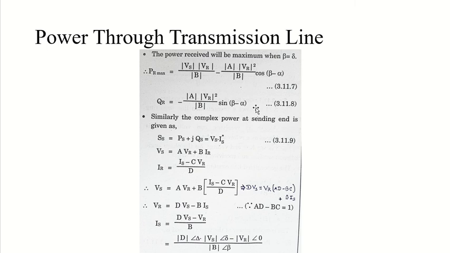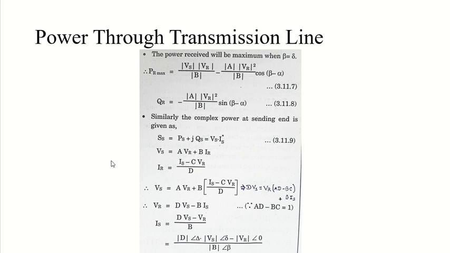Now this was the calculation for the receiving end. In the same way, we can find the active power, reactive power, and apparent power for the sending end as well. To do that, this time we will take SS, which is the sending end apparent power, equal to Vs into Is star, where Is star is the complex conjugate of the sending end current.